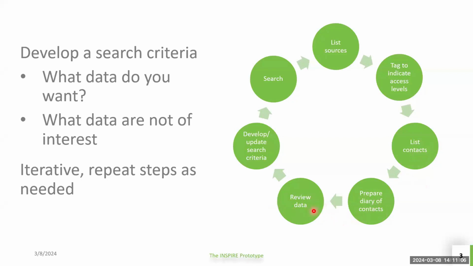And then you review the data and you say, are these the data that I need? What are the gaps? If you're seeing gaps, you then go back to again update your search criteria, and then you continue with the cycle. So that's why I said there it's iterative. You need to repeat some of these steps as needed. So we'll try to now go through each of those cycles and see what's involved in each.